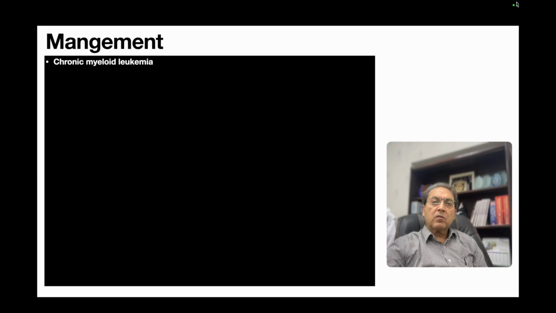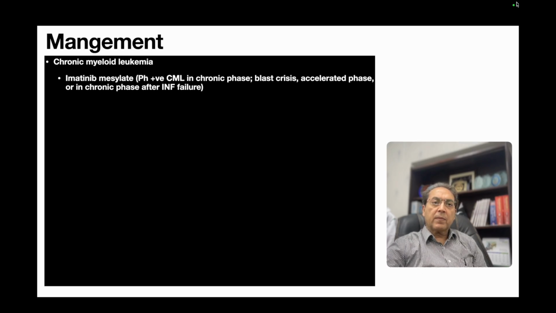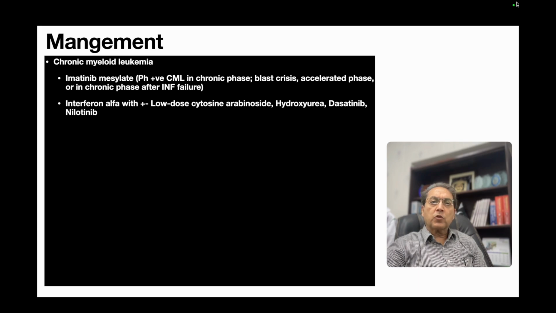The management for chronic myeloid leukemia is imatinib mesylate. It's used in Philadelphia chromosome positive CML in chronic phase, blast crisis, acute phase, or chronic phase after interferon failure. In addition to imatinib, other drugs used are interferon alpha with or without low dose cytosine arabinoside, hydroxyurea, dasatinib, or nilotinib. And then hematopoietic stem cell transplantation is done in some of the patients.